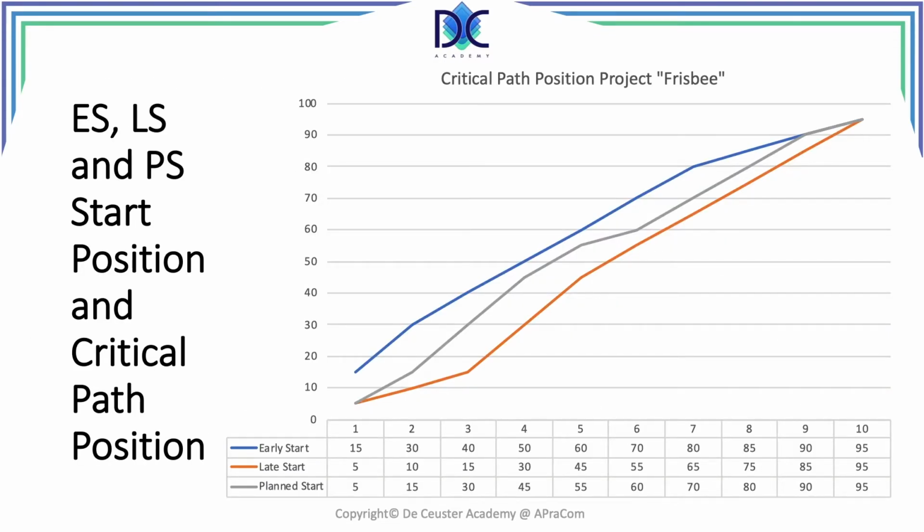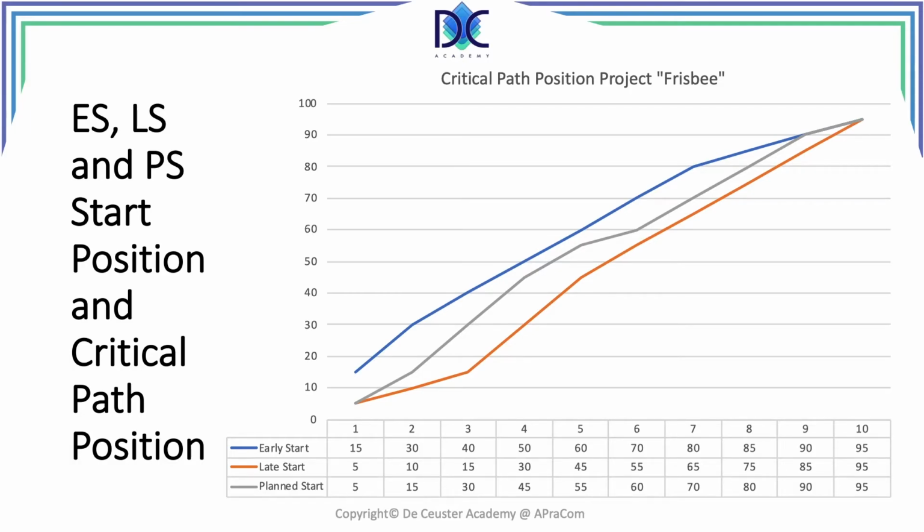Here we have the blue curve, which shows us the early start position of all the activities. The orange curve shows the late start position of all the activities, and the gray curve is in fact the planned start position of our project. This is in fact the combination of the cost with the schedule, and it gives us the cost baseline of the project. This will be our reference for project execution.